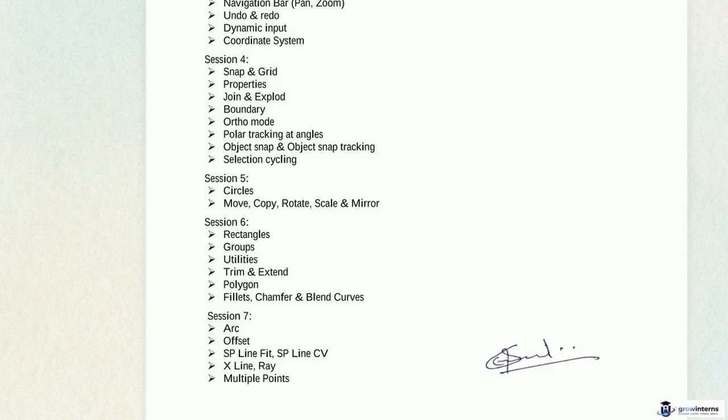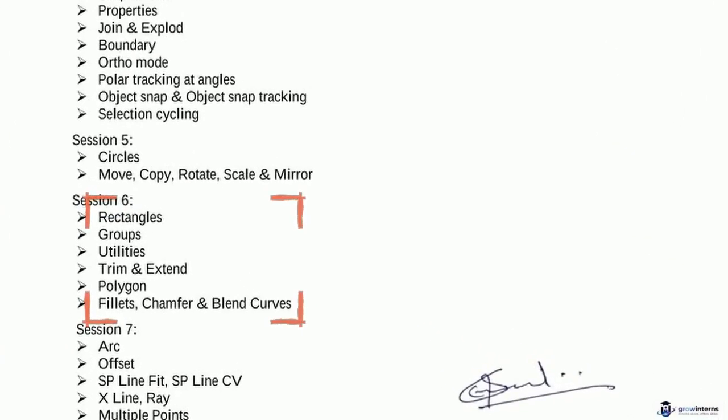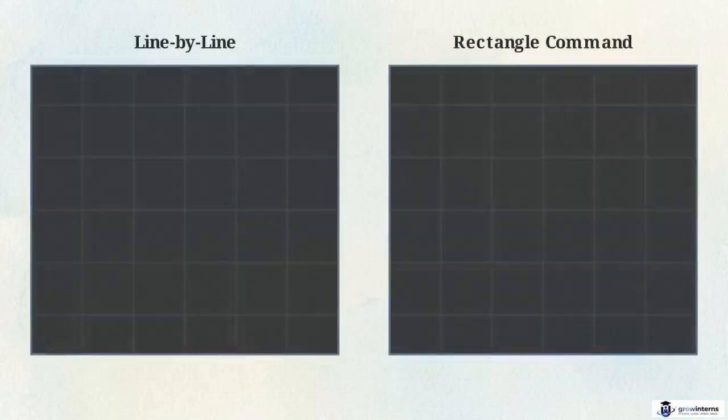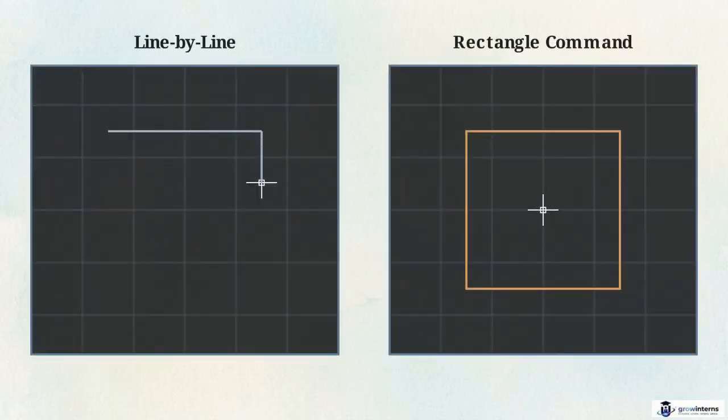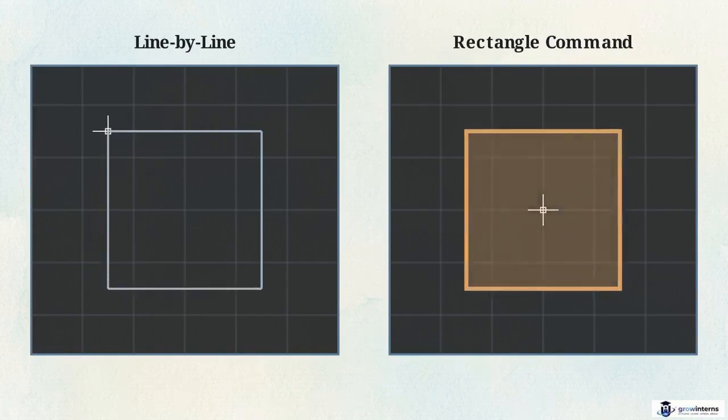As you can see on the syllabus here, we are entering session 6 of our formal 2D drafting sequence. Today, we are covering rectangles, groups, utilities, trimming, extending, polygons, fillets, and chamfers. Building a complex gasket line by line wastes project time. Generating composite shapes locks in geometry in seconds.